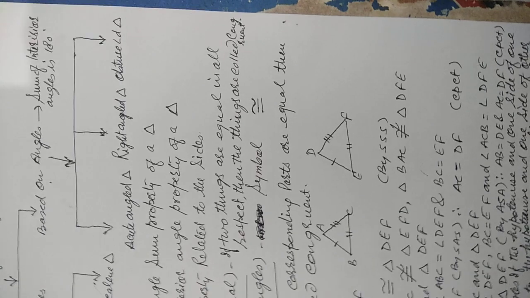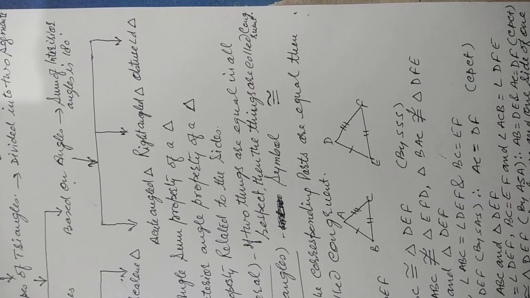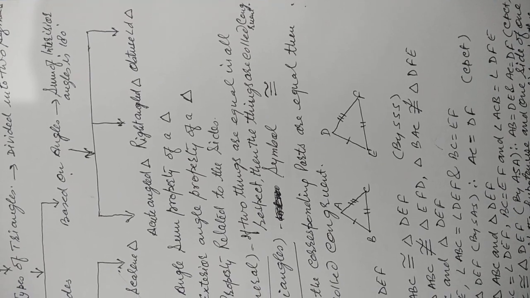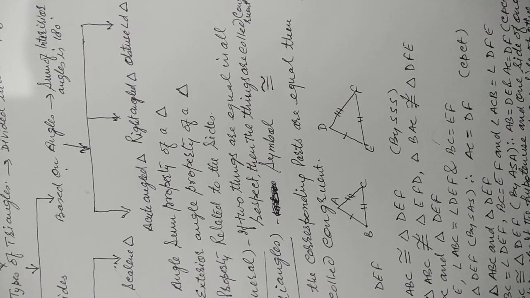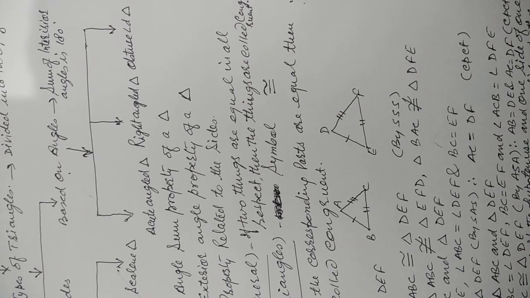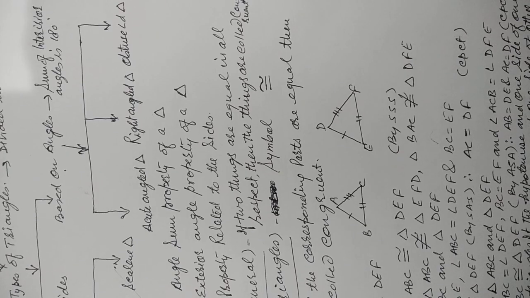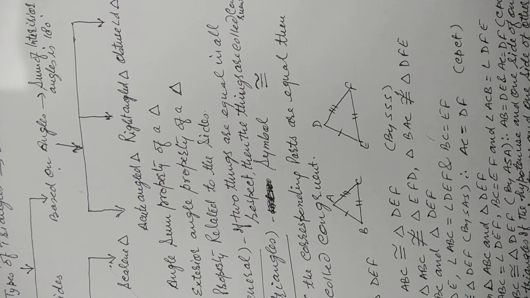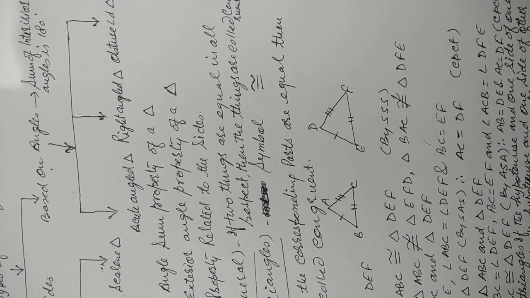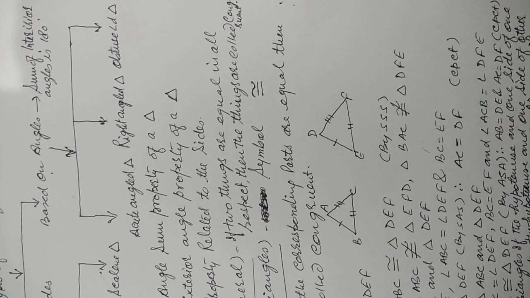Now we come to the next category of the triangle, which is based on angles. Before knowing the triangles based on angles, we have already learned in the previous chapter, that is lines and angles, the sum of interior angles of a triangle is always equal to 180 degree. That was the angle sum property of triangle. So now we come to the three types of triangles which are based on angles. First one is acute angle triangle.